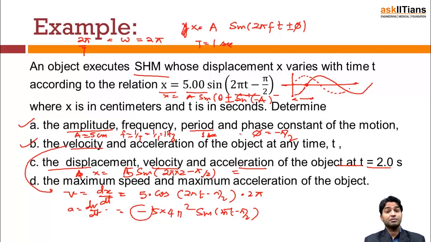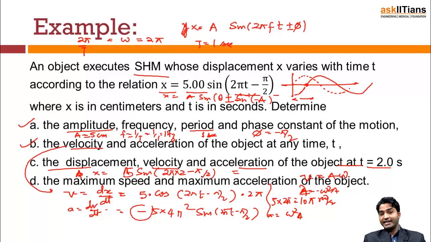We know that maximum speed is there at the mean position, that is v equal to amplitude into omega, and acceleration is equal to minus of omega square into a. On substituting v equal to a omega, a is given as 5 and omega is given as 2 pi, so the value is 10 pi radian per second, that is meter per second in case of velocity. In case of acceleration, it is omega square into a. On substituting the values of omega and a, we will get the final answer.